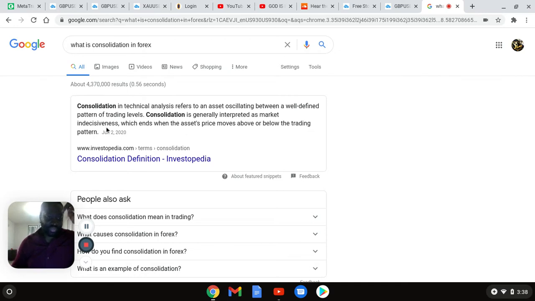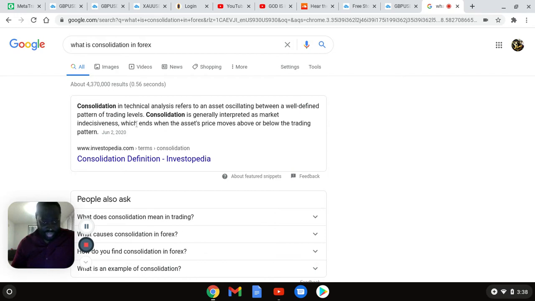Like I told you, the buyers and the sellers are going back and forth. Nobody has really made a decision. There's going to be a breakout. When you have two forces colliding, what happens? There's going to be a breakout. Something must happen. Somebody must win.